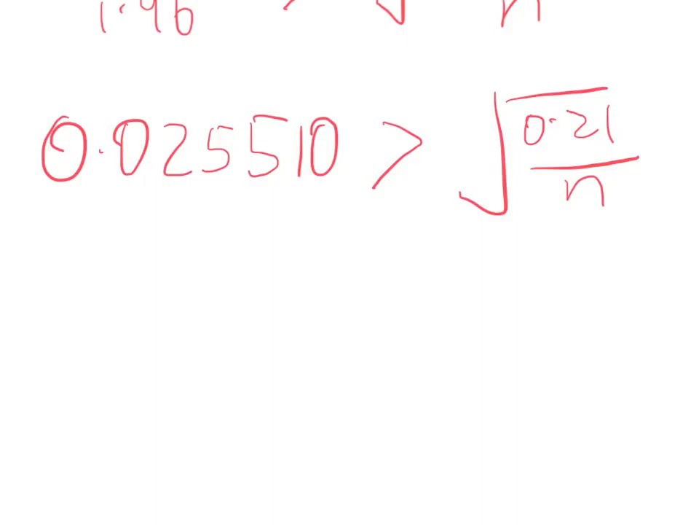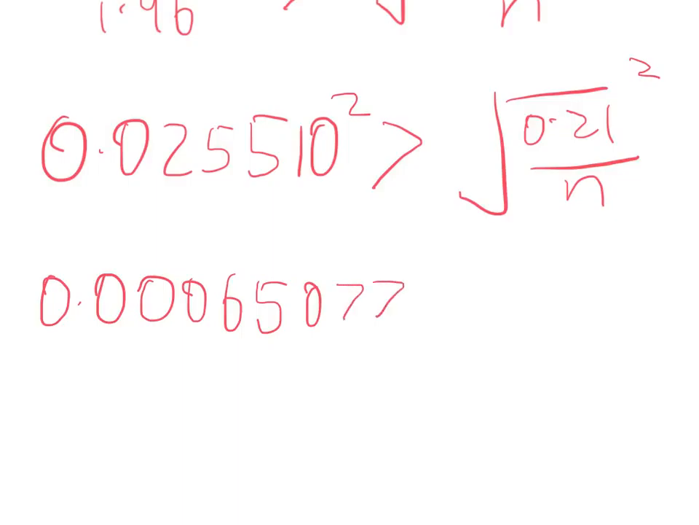Right, so I'm going to square both sides, just how I get rid of that square root. So in doing that, again I'm going to write my answer down to 5 significant figures. 0.000650077. Right. Must be greater than 0.21 over n because we've squared the square root, which means it cancels that out.